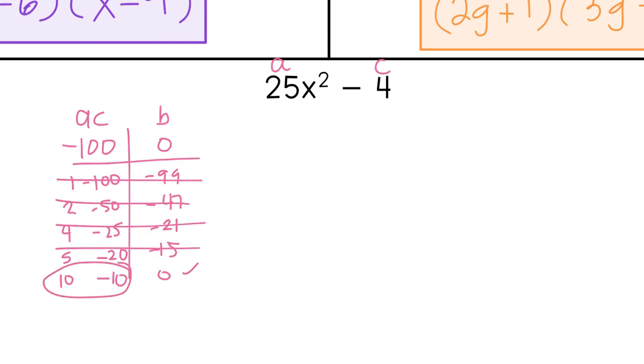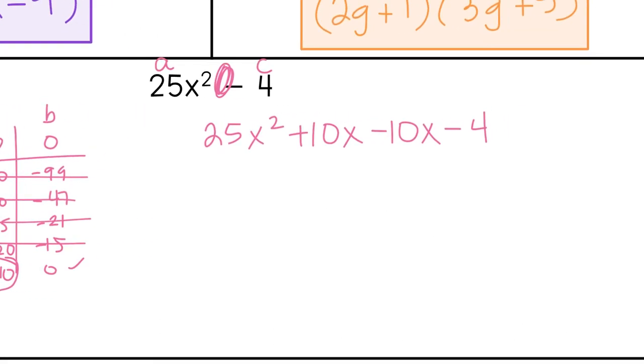So we're going to use those two numbers here. So I still have 25x squared, but in place of b, which would have been right here in the middle, we're going to write plus 10x minus 10x, and then we still have our minus 4. Split this down the middle.